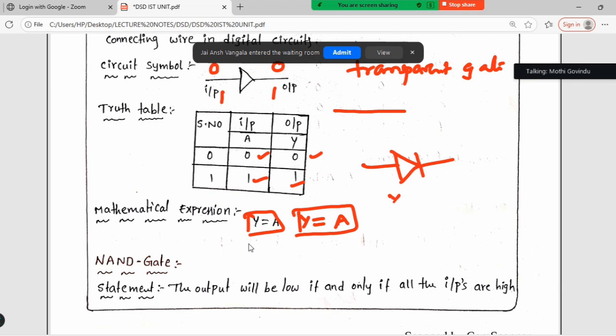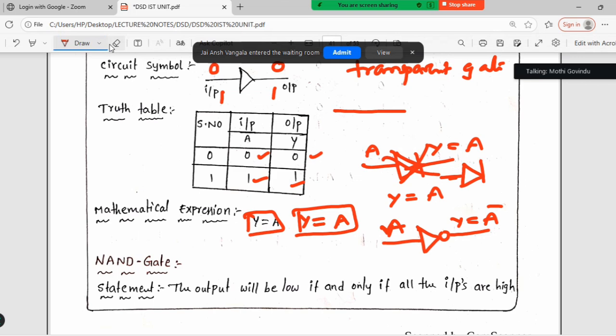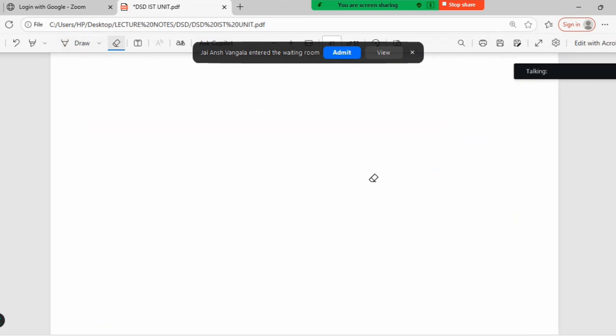And this is the NOT gate. So y equal to a bar. Here for the buffer I give y equal to a. But because of this bubble, it will invert the input signal. This is the difference between them. Sorry, this is wrong. Just a second, I will draw again.